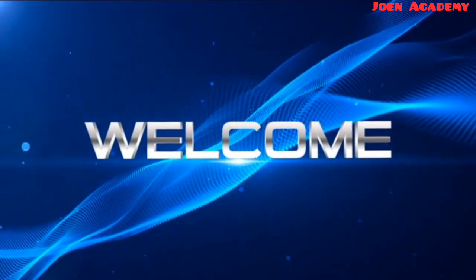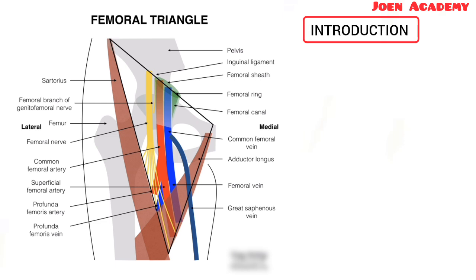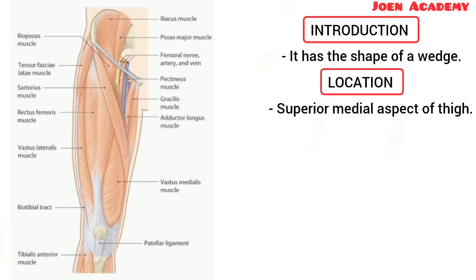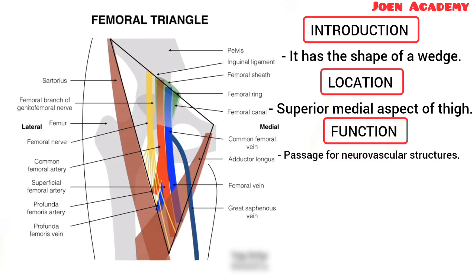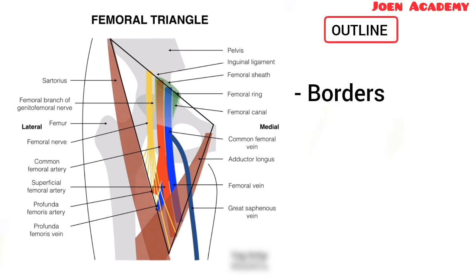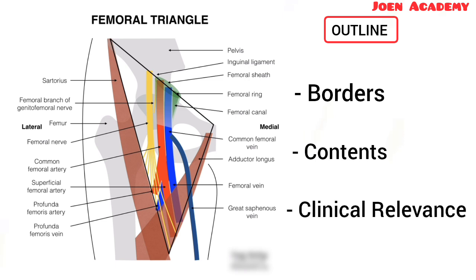In this video, we're going to talk about the femoral triangle. The femoral triangle is simply an important anatomical landmark located in the body. It is a wedge-shaped area located within the superior medial aspect of the anterior thigh. It acts as a conduit for structures that are entering and leaving the anterior thigh. So in this video, we'll be looking at the borders of the femoral triangle, the contents of the femoral triangle, and some important clinical implications that are associated with the femoral triangle.